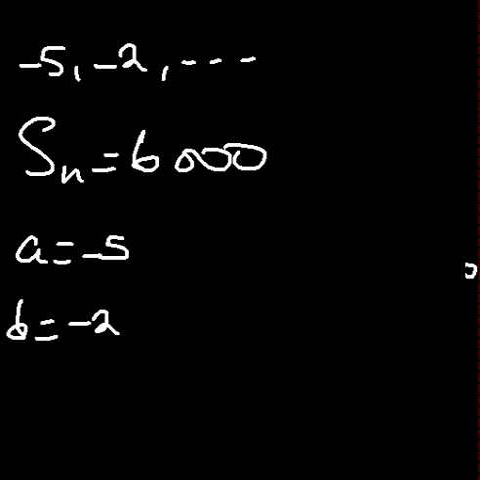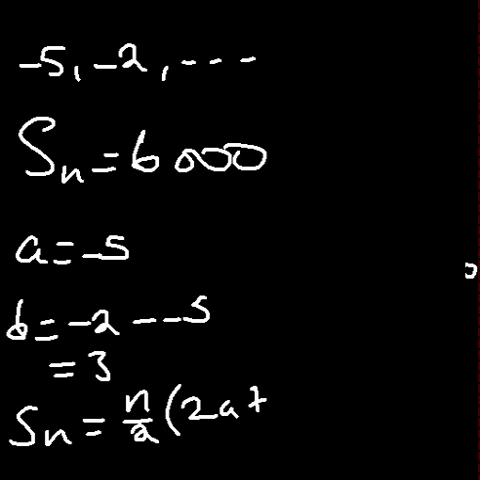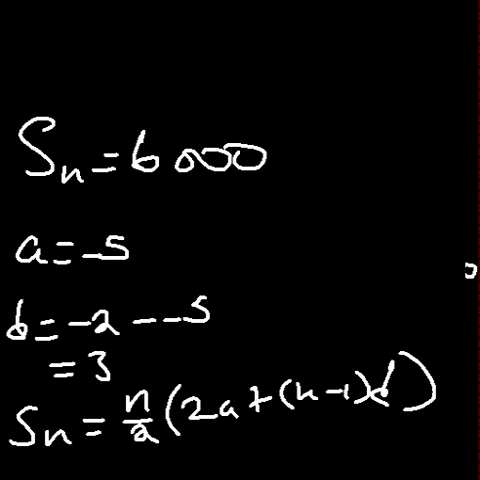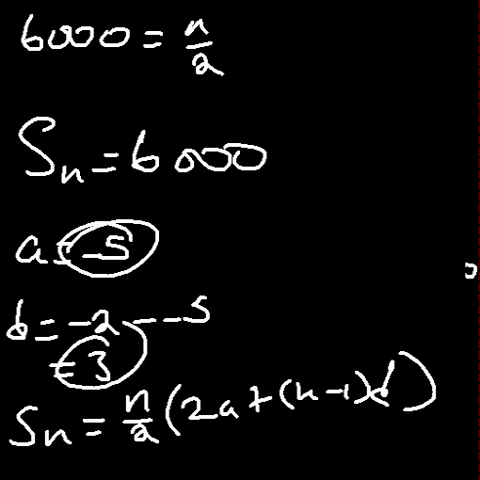What is the common difference? -2 minus -5. That would be given as 3. So which means the formula for the summation of n terms will be n over 2 times 2a plus n minus 1 times the common difference. So 6,000 is the summation. N over 2, we don't know the number of terms, that's what we're looking for. With the first term and the common difference, we'll be able to find the number of terms in that order. So try to work that out.